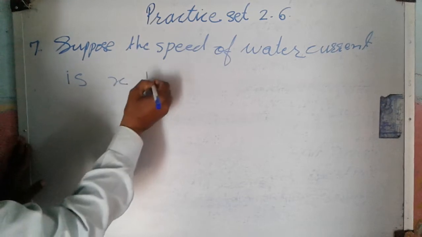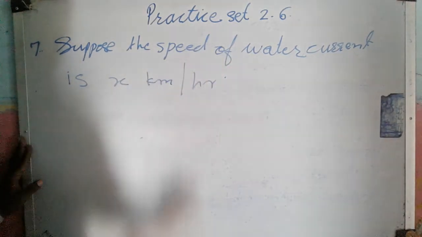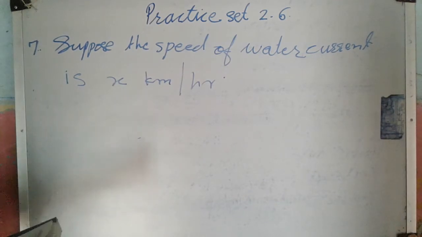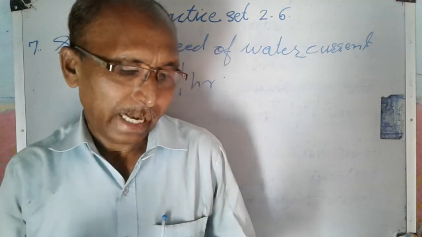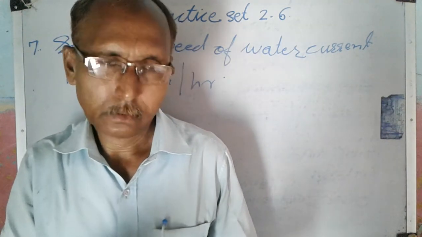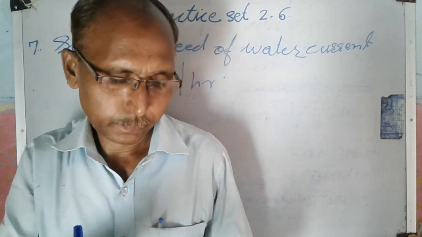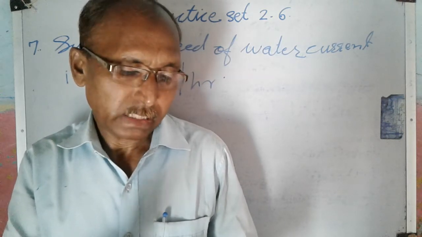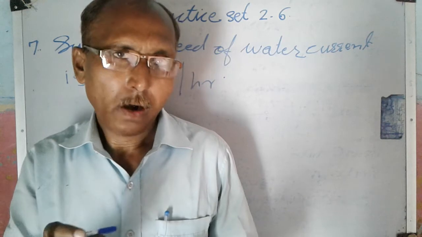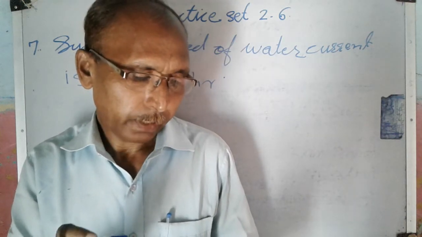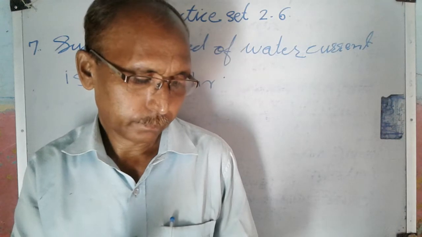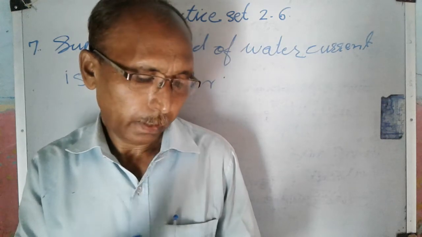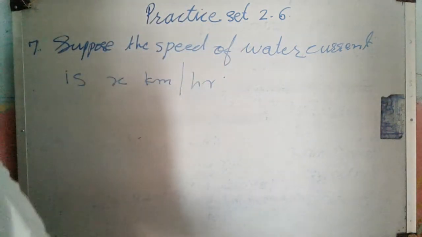The speed of the current is x kilometer per hour. Now, Pratik travels downstream and again returns to the same spot, and the total distance he travels is 36 km, and to travel this 36 km it takes 8 hours. So here we have to convert this information into mathematical form.